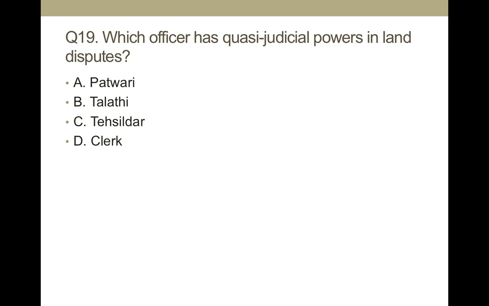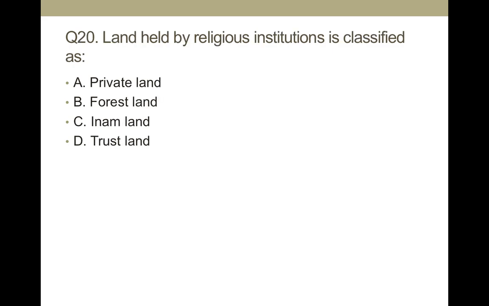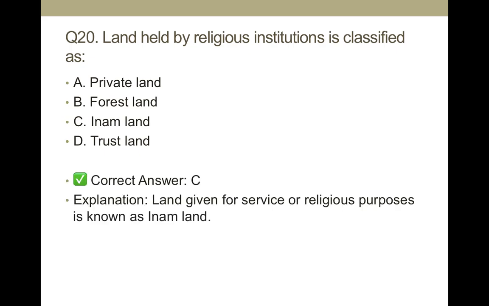Talati, option C, Tahsildar, and option D, Clerk. So the correct answer is option C, that is, Tahsildar has quasi-judicial powers under MLRC. Question 20. Land held by the religious institute is classified as option A, private land, option B, forest land, option C, Inam land, and option D, trust land. So the correct answer is option C, that is, lands given for the service or the religion purpose is known as the Inam land.